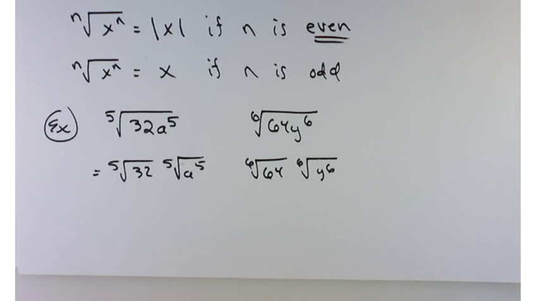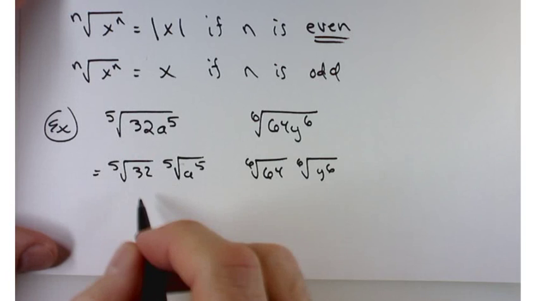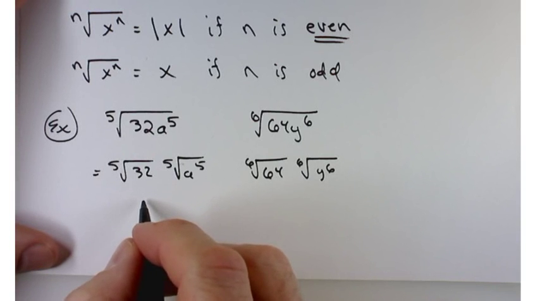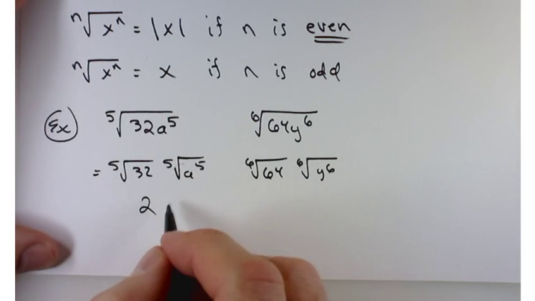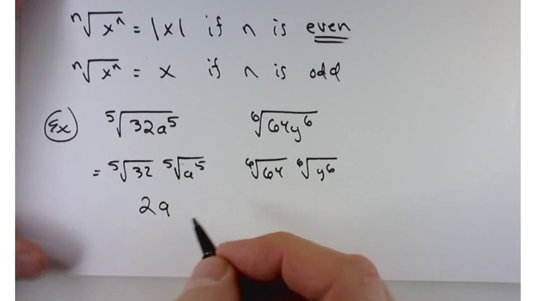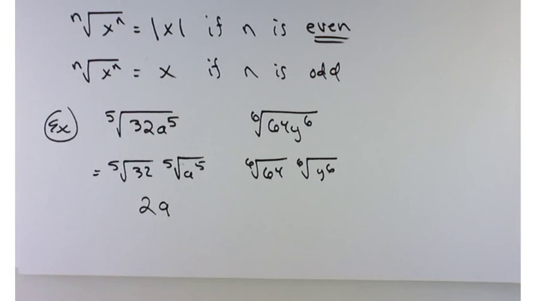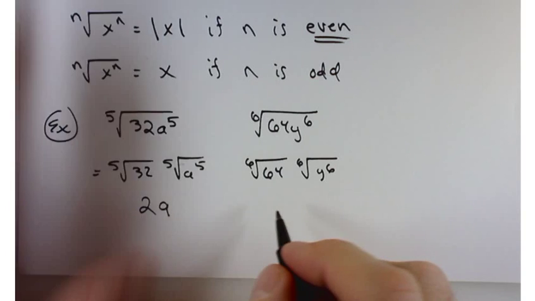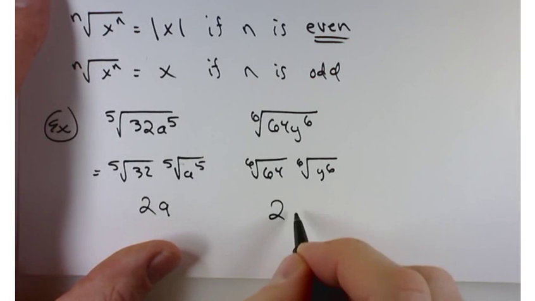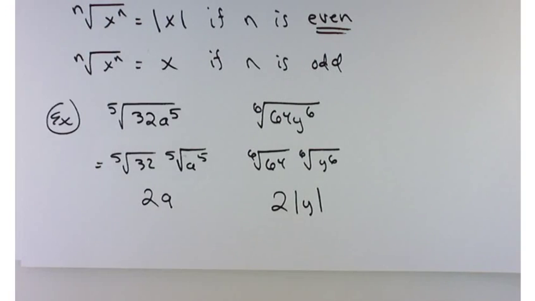Okay. Who's confident in their answer? George? Confident? How about the first one? Fifth root of 32 is 2. Fifth root of a to the fifth is a. Do I need the absolute value on that one? No. Is he right? Yes. All right. Good. How about the next one? Who else is confident? What do we need here? 2 and the absolute value for y. Good. 2 and the absolute value for y. Notice we don't need the absolute value around the 2's, just around the variable part. And that's fine.